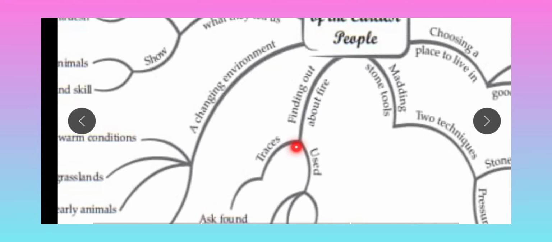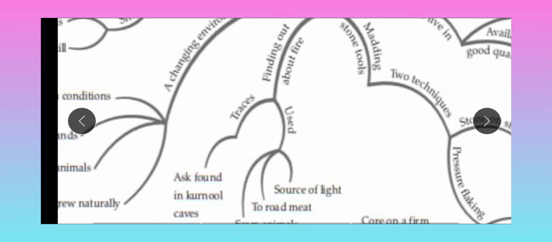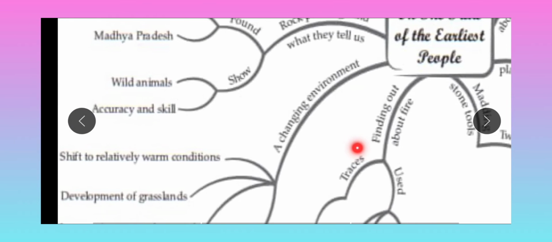Now next, finding out about fire. This one is an important invention. First, traces of ash were found in the Kurnool caves, means fire traces we have found in the Kurnool caves. Next, it was used as a source of light, to cook raw meat and to scare animals. So for this the people were using the fire.